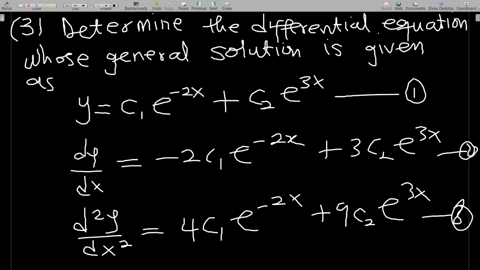So what will happen is that you try to eliminate the constants here. So it's up to you to know the method you will use. Okay, so the first thing we should do here is note these equations very well. I'm coming to write something here.